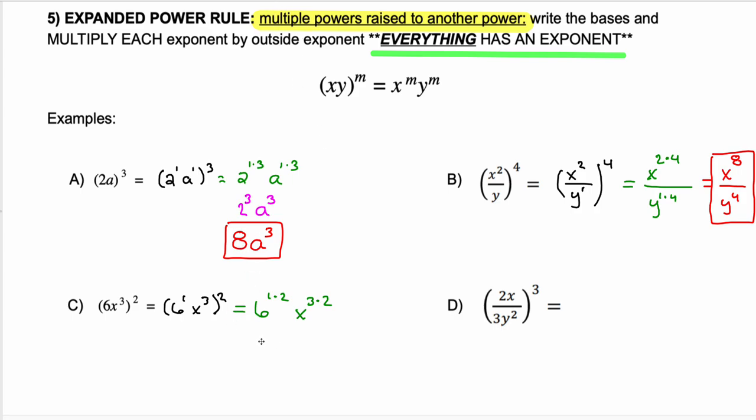Simplifying this becomes 6 raised to the 1 times 2 is 2, x to the 3 times 2 is 6. So we have 6 squared, x to the 6th. And going back to before, 2 cubed was 8. 6 squared can simplify further. 6 squared is 36. So our answer is 36x to the 6th.